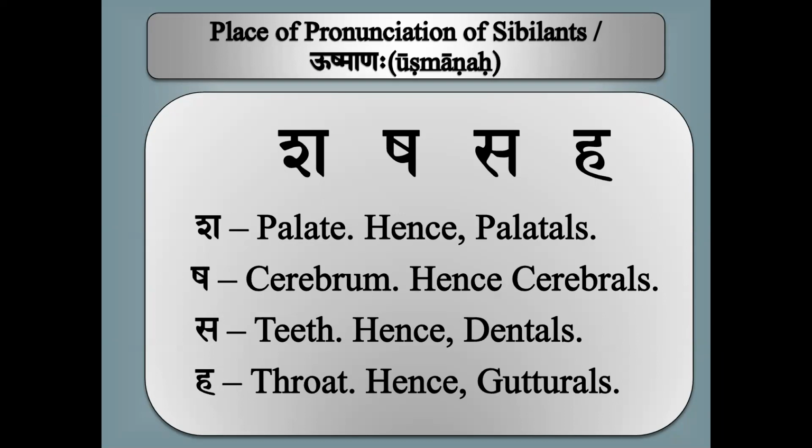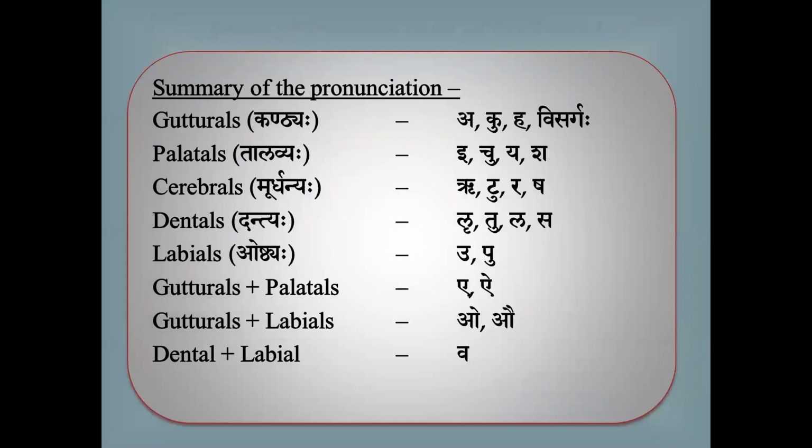Similarly, among the semi-vowels, all the semi-vowels are Alpa Prana. There is no Mahaprana semi-vowel. Ya, Ra, La, Va, all the four are Alpa Prana. We will see the classification in a table format. Now, before that, the summary of the place of pronunciation.